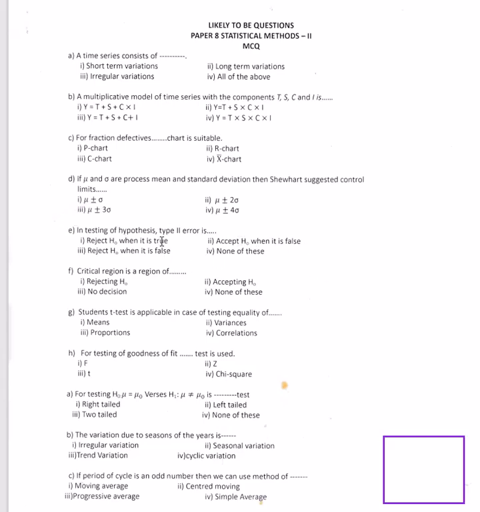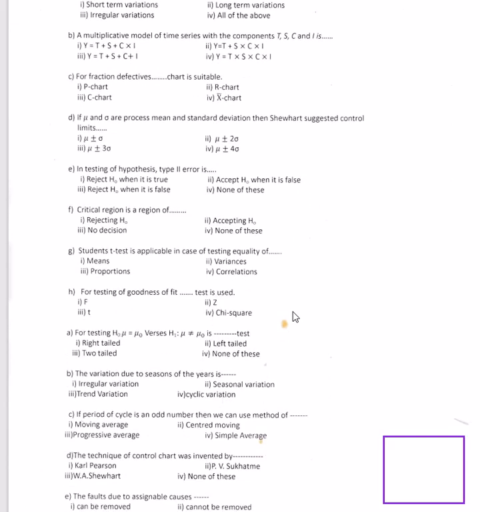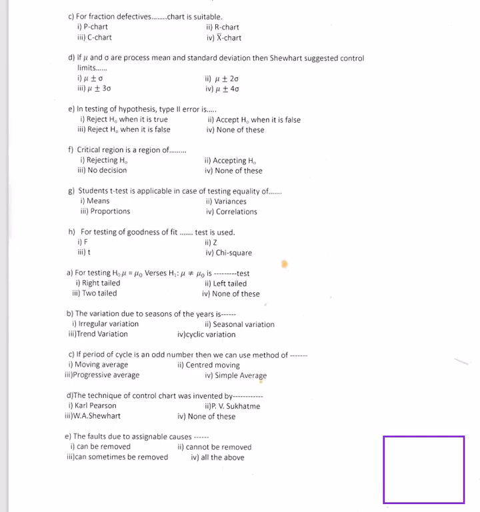In testing of hypothesis, type 2 error: what is type 2 error? Type 2 error is to accept H naught when it is false. Critical region: what is meant by critical region? It is a region of rejecting the null hypothesis. Student t-test is applicable in case of testing equality of means, so not variance, proportions, and correlations.